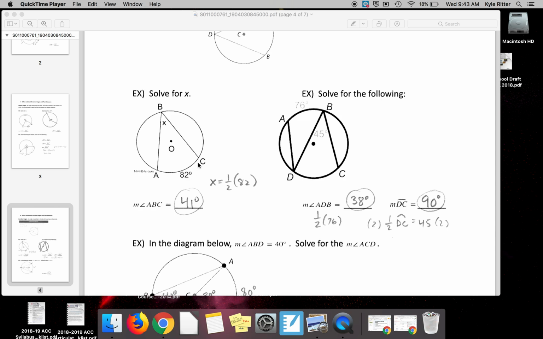Here we're given an example where the arc is 82 degrees, and we're asked to find its corresponding inscribed angle measurement. So that's going to be half of our arc measurement, making the angle 41 degrees.